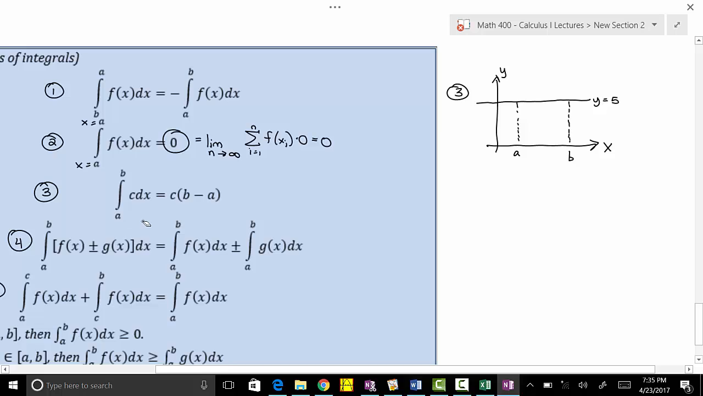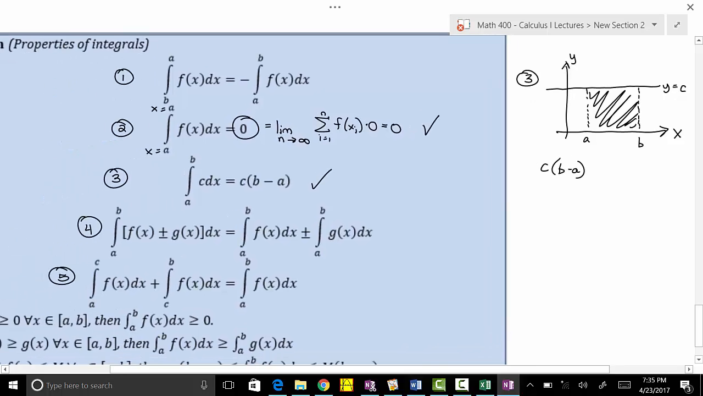Well, that's the same thing as finding the area of this rectangle. That's length times height. The length there is b minus a. The height is the 5. And in general, if that wasn't a 5 and instead it was just a constant c, then you would get c times b minus a, which is exactly what 3 is. So we've discussed 2 and 3. Those are pretty easy to understand. 4 is even easier to understand.